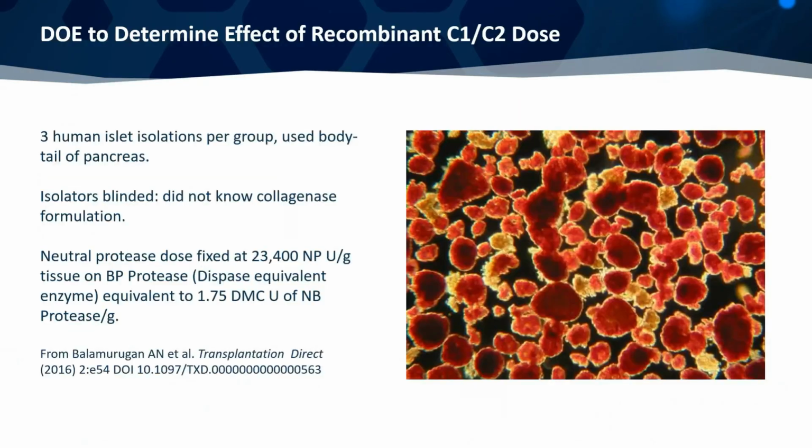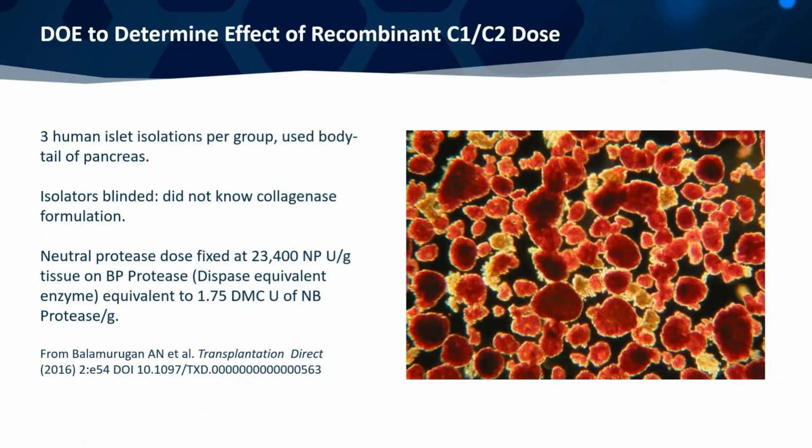We found in doing this, I should say, when we set up the experiment, we did 3 islet isolations per group using the body tail of the pancreas because that's where most of the islets can be found. The isolators were blinded. They didn't know the collagenase formulation. Neutral protease was fixed. And this work was published by Ballamorgan in 2016.